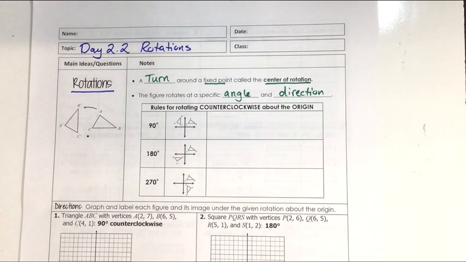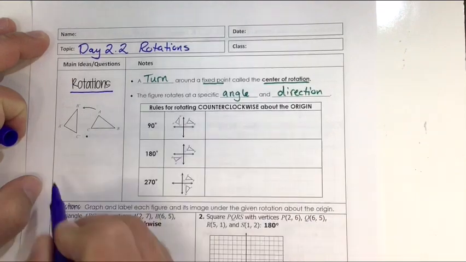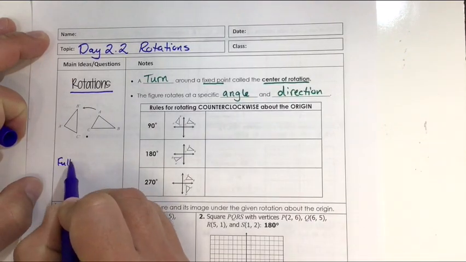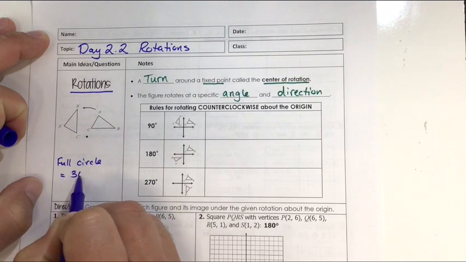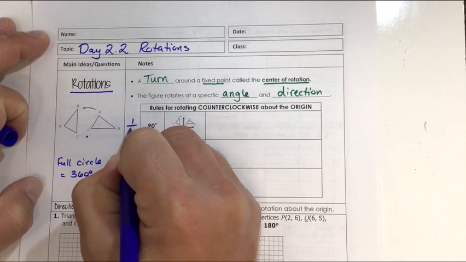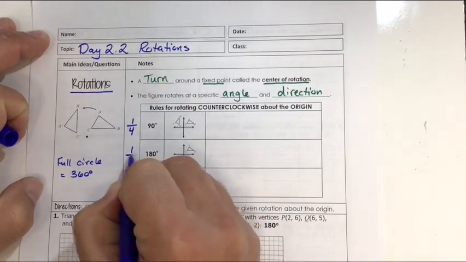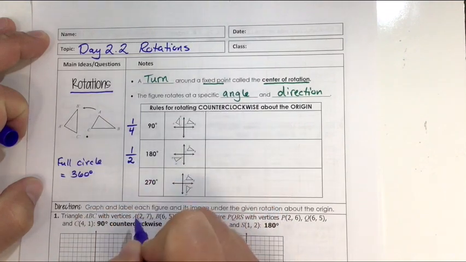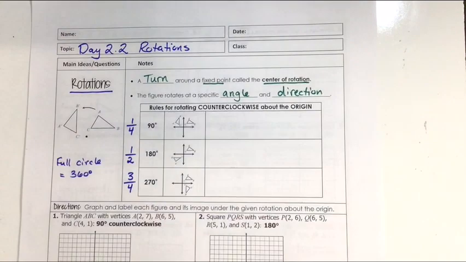I'm going to give you these as portions of a full circle. Okay, assuming that a full circle equals 360 degrees, a 90-degree rotation is a 1/4 turn. A 180-degree rotation is a 1/2 turn, and a 270-degree rotation is a 3/4 turn.